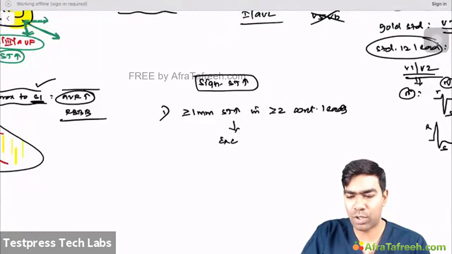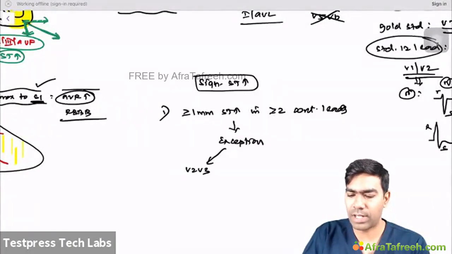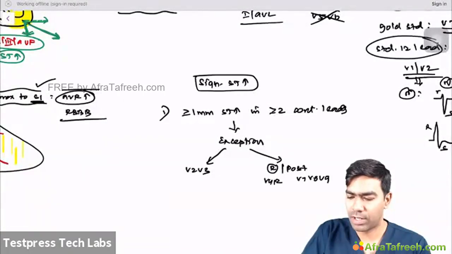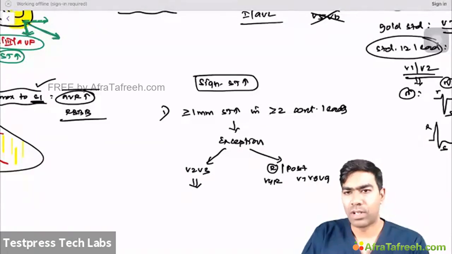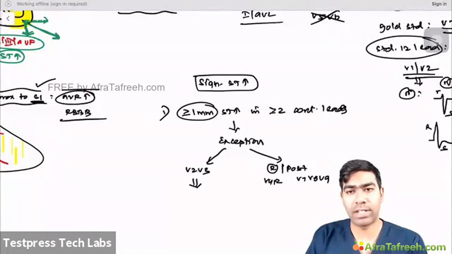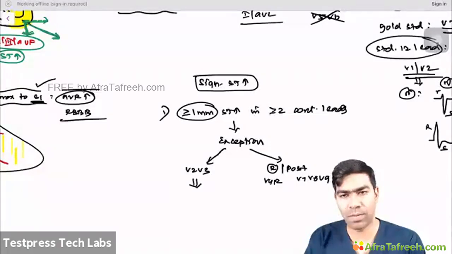And there is an exception to the rule. The exception comes in the form of V2 and V3, and in the form of the right and posterior leads. Right leads means V4R. Posterior leads are V7, V8 and V9. In V2 and V3 you require more than 1 millimeter, which means 1 millimeter is not enough. Normally in V1 you will have more ST elevation. A normal small ST elevation is common in V2 and V3.